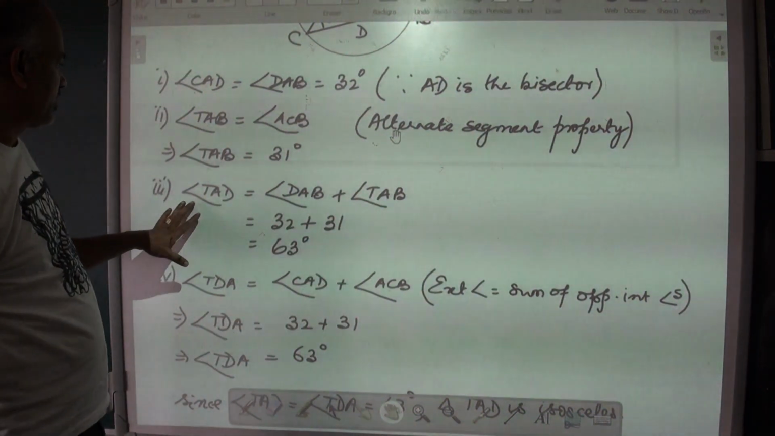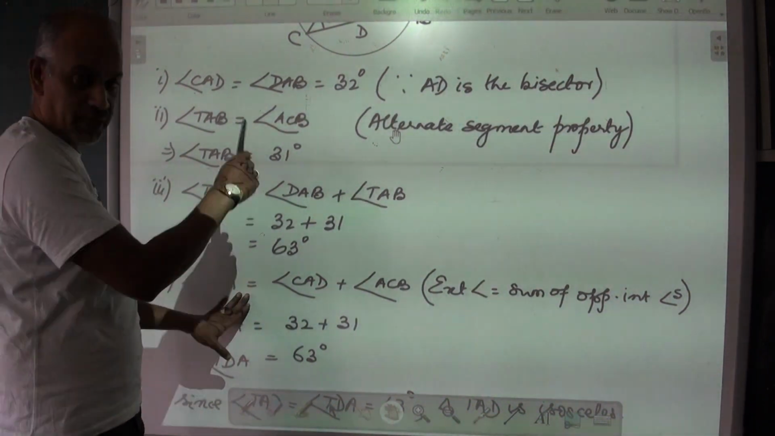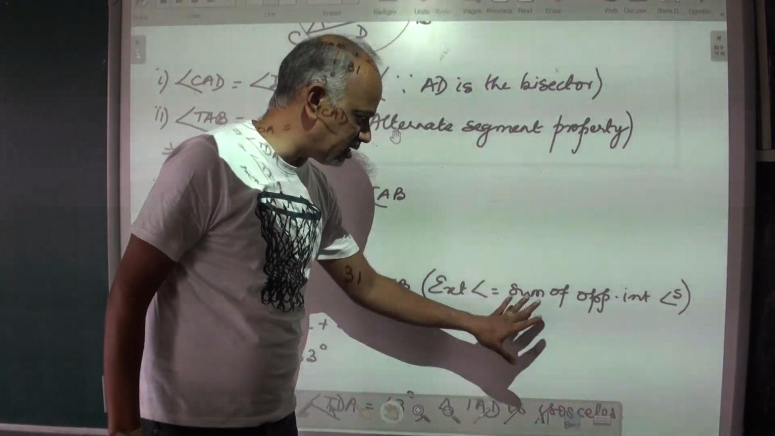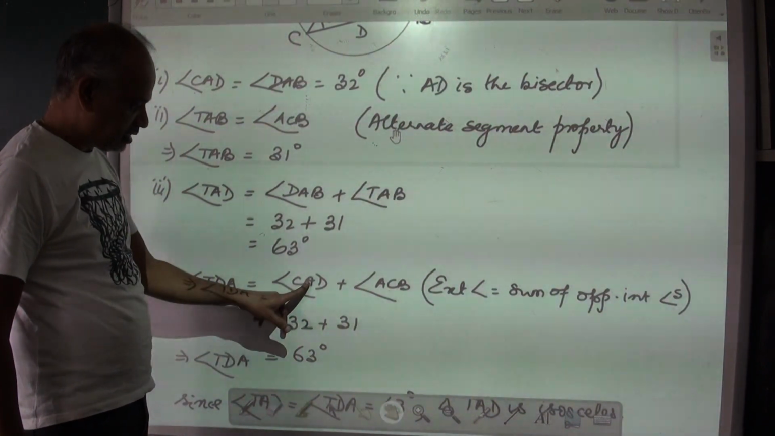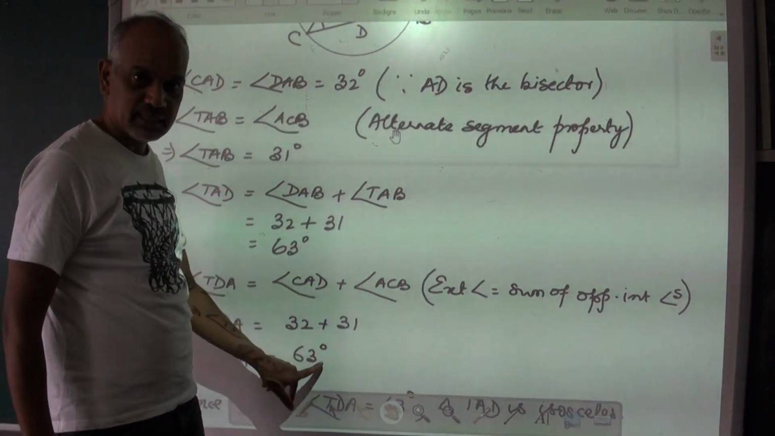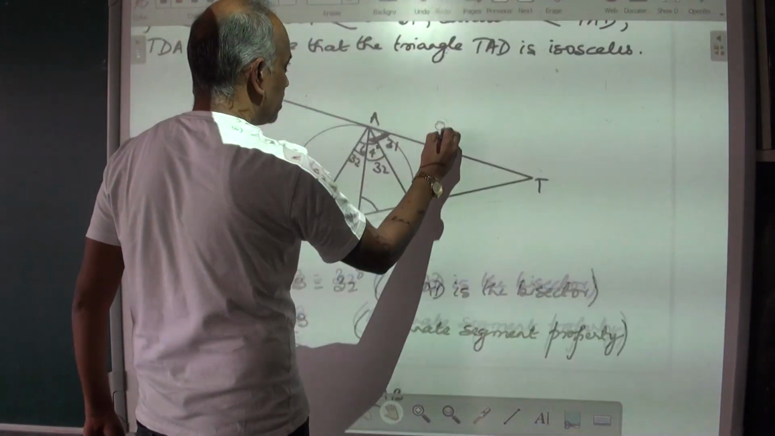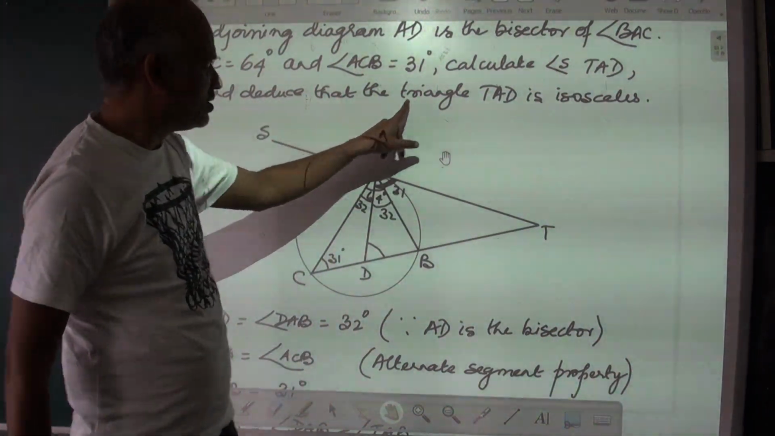For the second one, angle TDA, what we need to find is angle CAD plus ACB. Exterior angle is equal to the sum of opposite interior angles. So TDA is equal to this 32 plus this 31. TDA is 63 degrees.